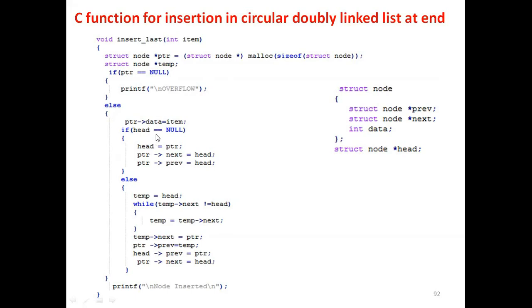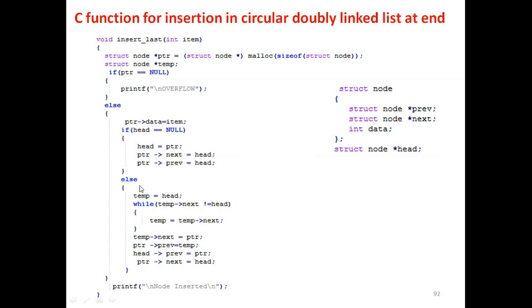you check whether the list is empty or not. So first of all, the data is assigned to the data field, ptr arrow data equals to item, and then we are checking whether it is an empty list or not. So if head equals to null, that means empty list. So if it is an empty list, then the newly inserted node will be the first node and last node. So how to do that? Head equals to ptr we have to do, and then ptr arrow next equals to head, and ptr arrow previous equals to head. Okay. So that is done. This is for if there is no node, the list is empty. So we are inserting the new node as the first and last node.